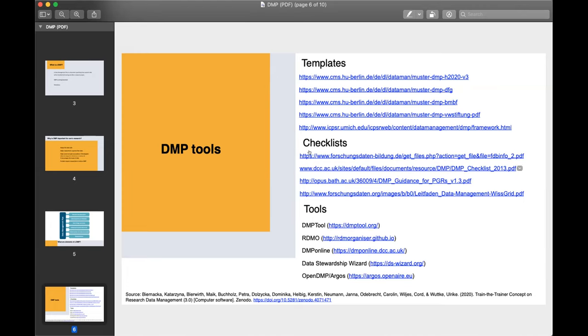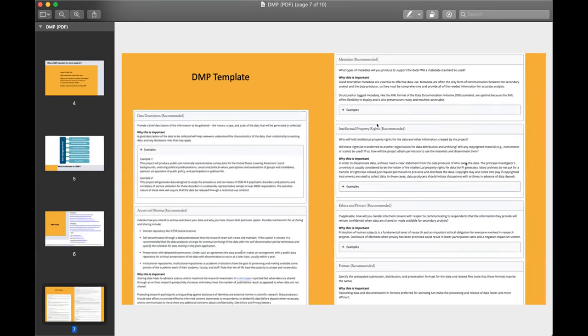There are also DMP checklists that you can use, and they're very valuable. You can access them by clicking on these links. So this is what the DMP template looks like. It is divided into sections, and there are useful questions in each section.